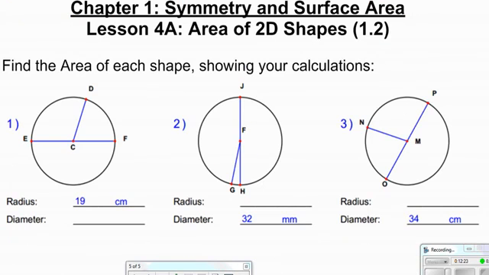Please make sure you're filling those in. I want to see your formula written down. I want to see your calculation. I want to see your answer with correct units.